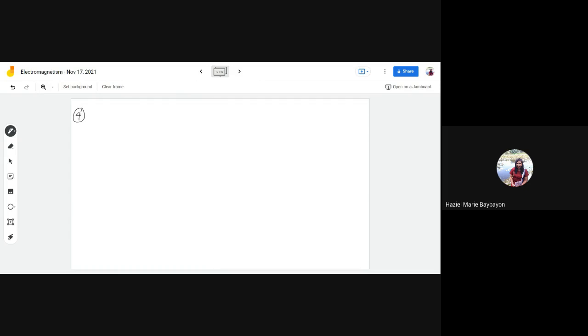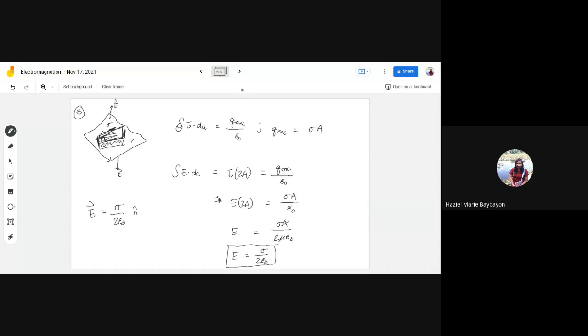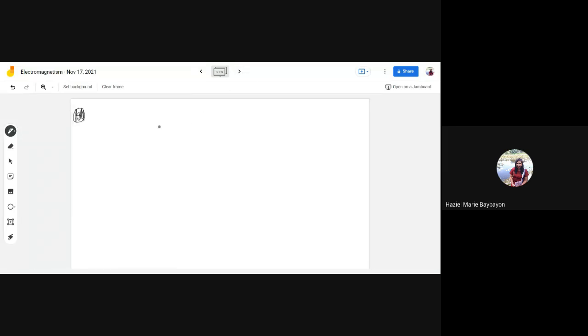So take note, class. If you can recall, the electric field of a sphere falls off like 1 over r squared, right? So mag-diminish ang electric field sa sphere by 1 over r squared. And then for an infinite line, it falls like 1 over r.